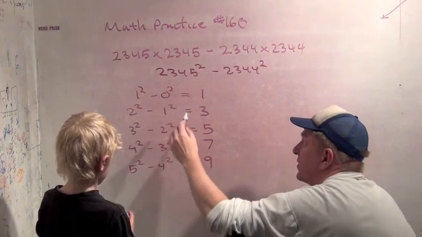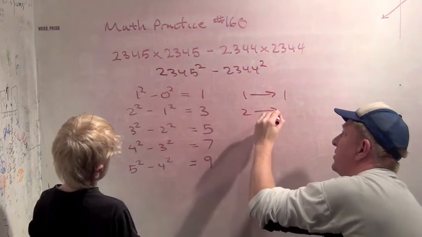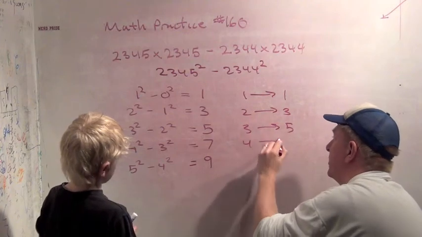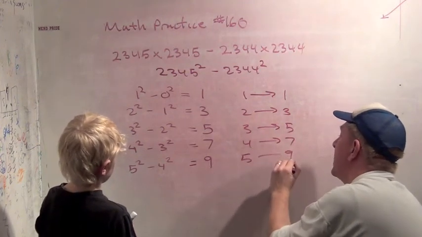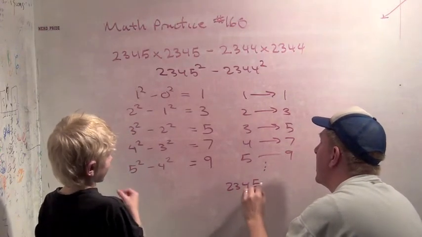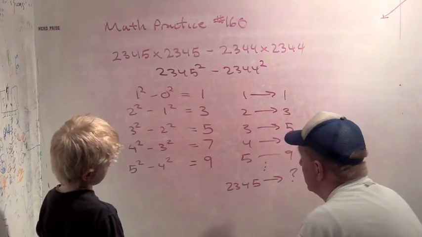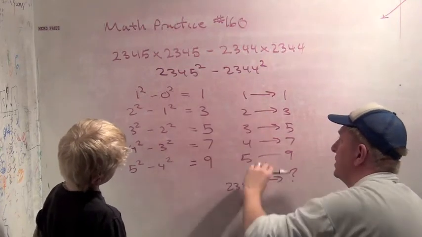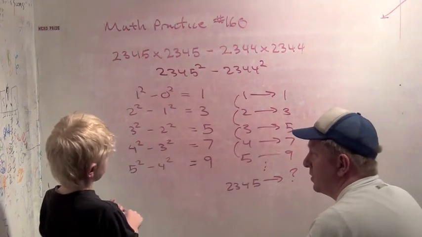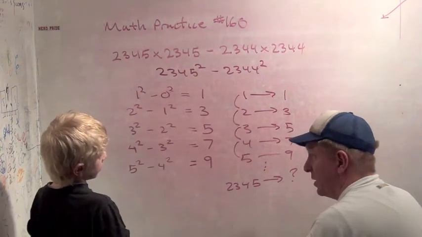So now all we have to do is figure out, how does 1 relate to 1? How does 2 go to 3? How does 3 go to 5? How does 4 go to 7? How does 5 go to 9? And hopefully that'll tell us how 2,345 goes to some number. So, we've got to see if we can find a pattern here. What's the difference between these numbers? The difference is 1 every time.